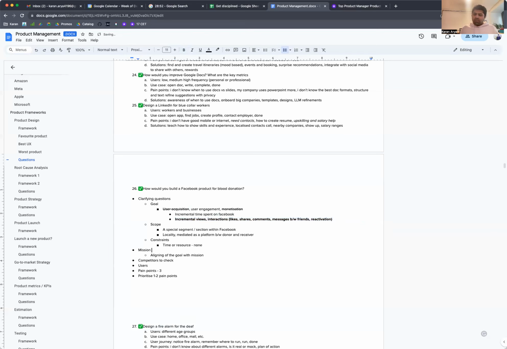Now, let's talk about Meta's vision. Meta's vision is obviously bringing the community together. And I think this goal of creating a Facebook product to actually improve user engagement, views, interactions, and these things are very well aligned with the mission. So I would say that the goal is aligned well with the mission.